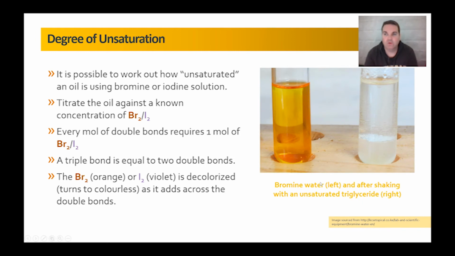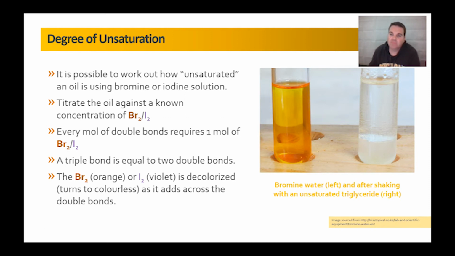Now we can tell how many double bonds we've got in there through something called a degree of unsaturation test. So when we've got those double or triple bonds in there, a double or triple bond is actually a functional group. So an alkene and an alkyne are a functional group in a molecule, and we can add things across that double bond. The most common thing we do is add bromine water.